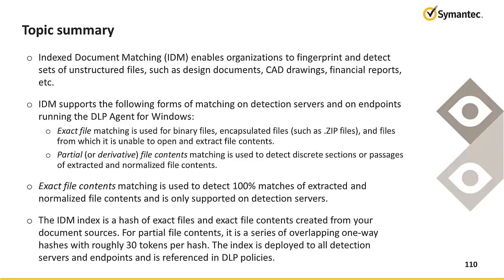Partial or derivative file content matching is used to detect discrete sections or passages of extracted and normalized file contents. Exact file content matching is used to detect 100% matches of extracted and normalized file contents and is only supported on detection servers. The IDM index is a hash of exact files and exact file contents created from your document sources. For partial file content, it is a series of overlapping one-way hashes with roughly 30 tokens per hash. The index is deployed to all detection servers and endpoints and is referenced in DLP policies.